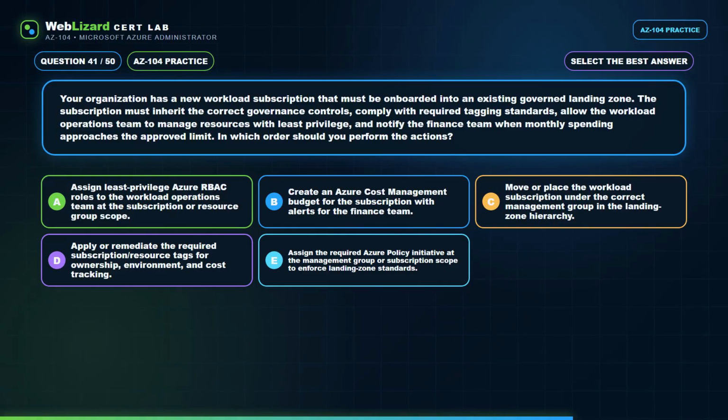Choice A. Assign least privilege Azure RBAC roles to the workload operations team at the subscription or resource group scope. Choice B. Create an Azure Cost Management budget for the subscription with alerts for the finance team. Choice C. Move or place the workload subscription under the correct management group in the landing zone hierarchy. Choice D. Apply or remediate the required subscription resource tags for ownership, environment, and cost tracking. Choice E. Assign the required Azure Policy initiative at the management group or subscription scope to enforce landing zone standards. Put the steps in the correct order before the reveal.